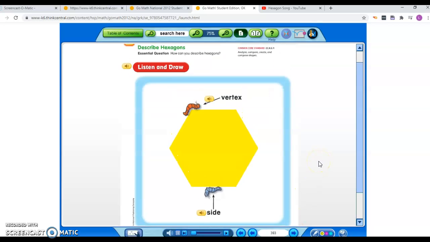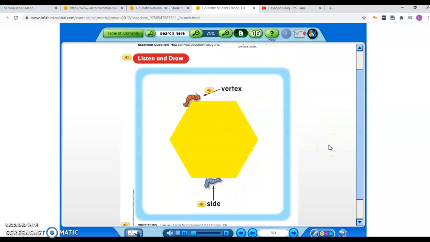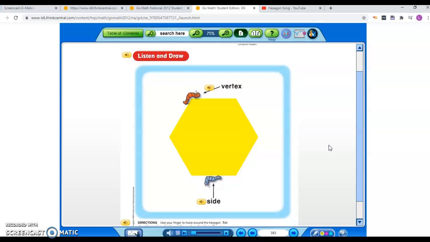Today, it looks like this. It has 9.10 at the top. Describing hexagons. We're talking about the different attributes a hexagon has and how we would describe it. Give you a minute to get this out and get your name on the top. Now we're going to talk about this hexagon together.